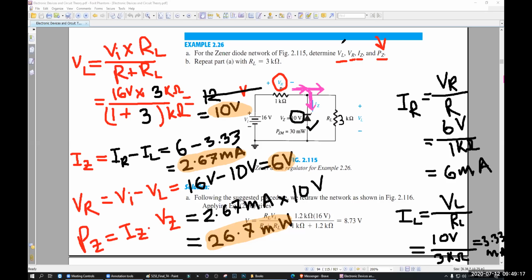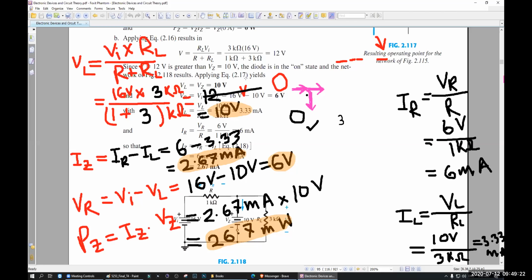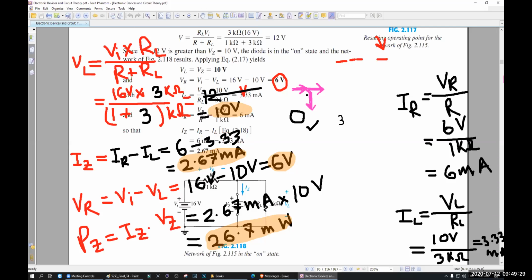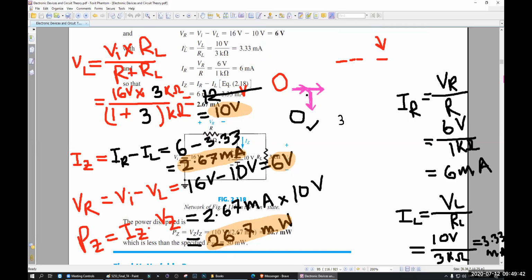Let's check whether the answer is correct or not. See, part B, your value is 12 volt. They said here, you can see your value is 12 volt, but since the generator is on, we can call it 10 volt. So your VL is equal to VZ is equal to 10 volt. That's why they cut 12 volt and said it is 10 volt. So what is your VR? VR is 6 volt. See, we got 6 volt. What is your IL? IL is equal to 3.33. What is your IR? IR is equal to 6 milliampere. Here, you can see it.